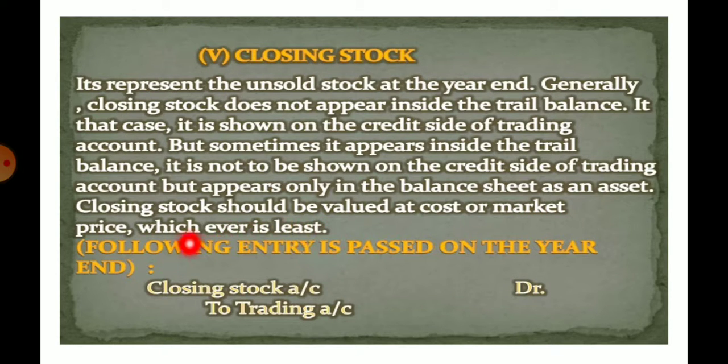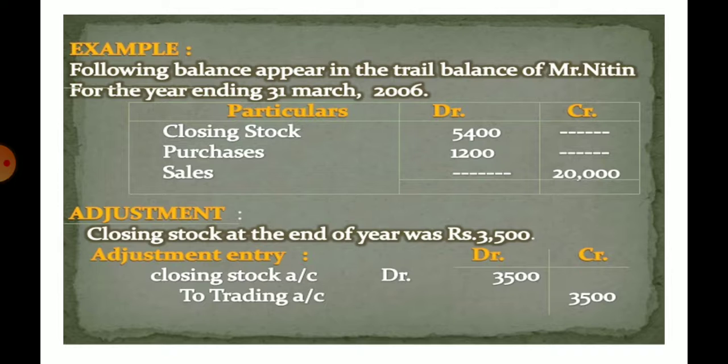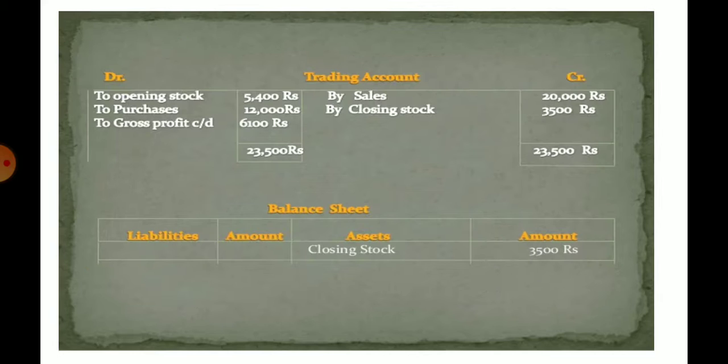So you have to enter the closing stock in the balance sheet, and whichever amount is less, whether it is the cost value or the market price, will be entered in the balance sheet. So the journal entry will be closing stock account to trading account because it is transferred to the trading account, and the adjustment made is this closing stock. Okay, so it will be written as closing stock. Right? Okay, in the trading account it is written on the credit side, and in the balance sheet it is written on the asset side.